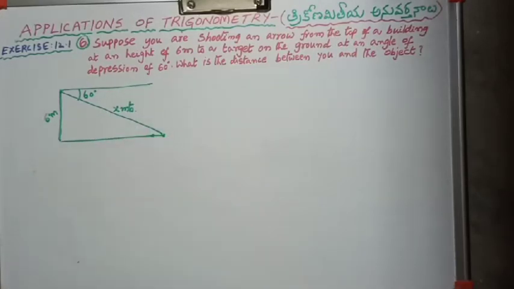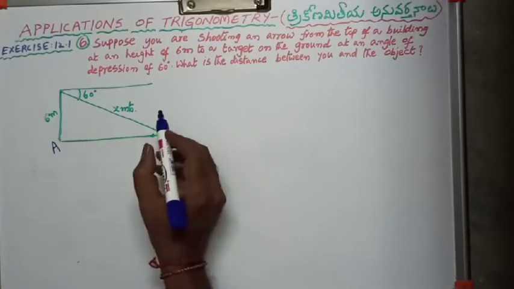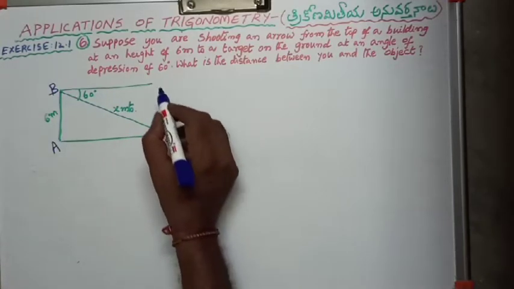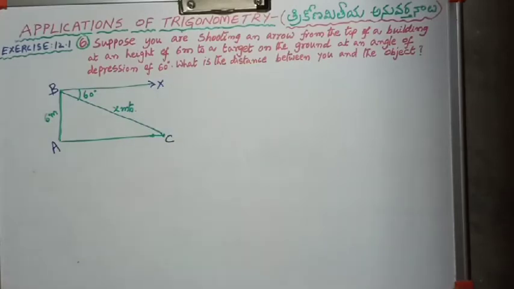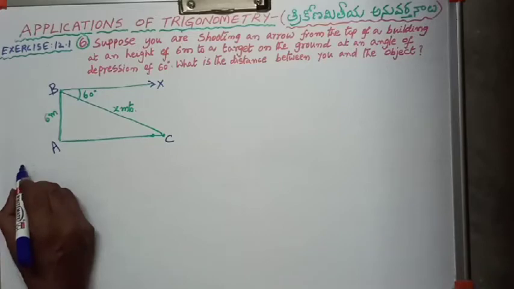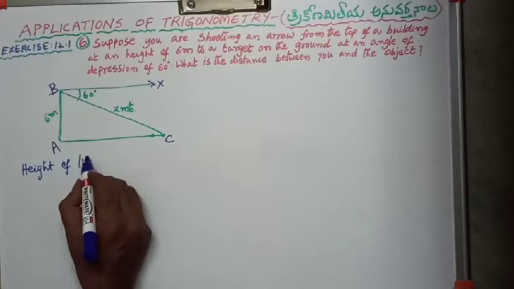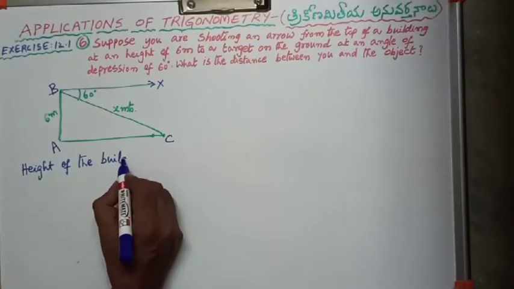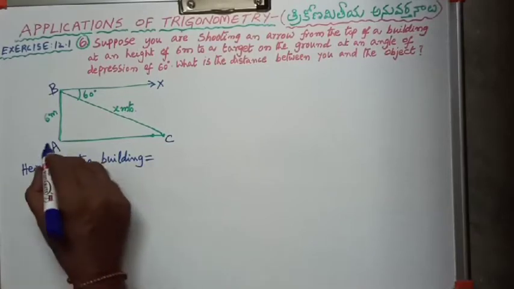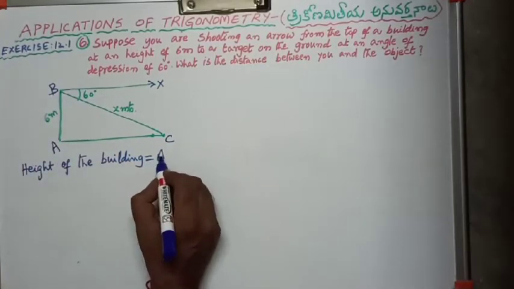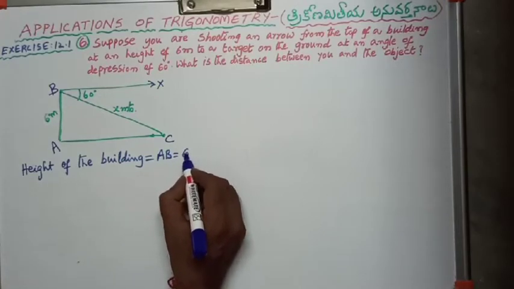So according to the problem, we draw a neat diagram like this. Now name the points A, B, C, and this one is X. At first, please write what is given. Height of the building is AB, that is equal to 6 meters.